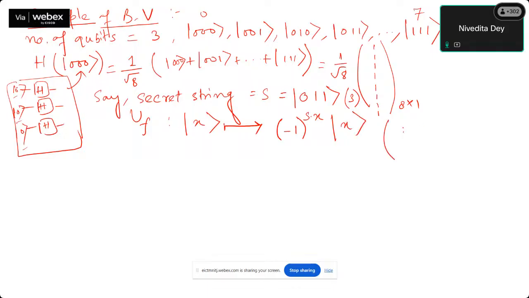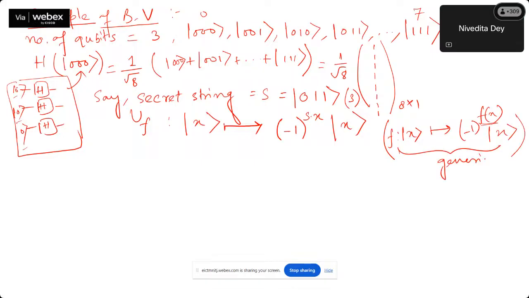Remember the generic formula is |x> will be mapped to (-1) to the power f(x) |x>. Your f(x) can differ, like Deutsch-Jozsa was to find the constant or the balanced function. Here it is to find the secret string. So an oracle definition differs by only the term in the exponent of -1, that is f(x). Okay, that was a generic form. So for Bernstein-Vazirani, this is the case.